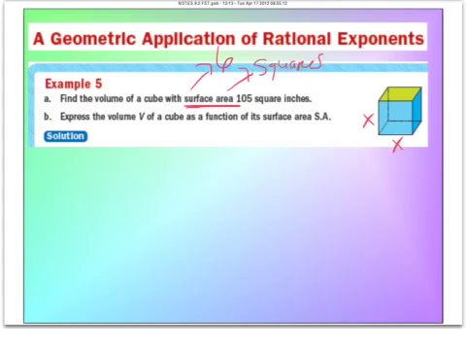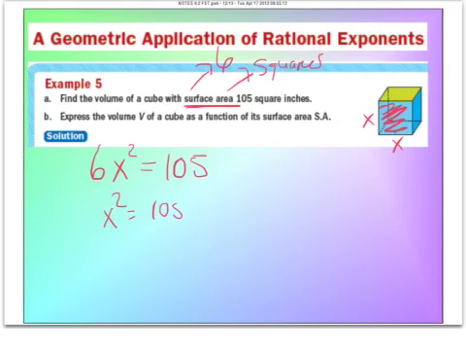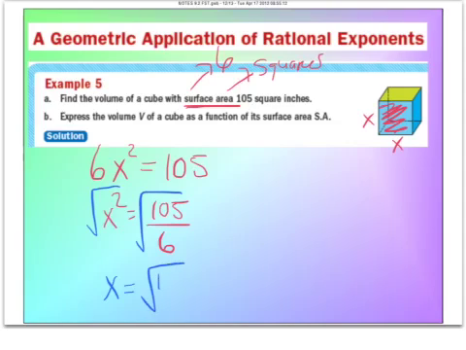I'm going to use x for this. So the area of one face of a cube is x squared. But there are 6 of them, and I know the surface area is 105. If you solve this, divide by 6. I'm going to keep this in exact format, so to solve for x, take the square root. So x is equal to the square root of 105 over 6. That's an exact answer, and I'm going to keep it like that.